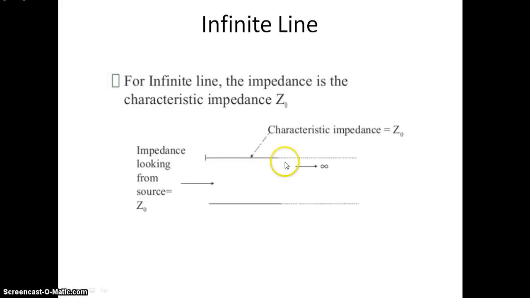Next, this is an infinite line. What do you mean by infinite line? The impedance is the characteristic impedance Z0. The impedance of an infinite line is the characteristic impedance.